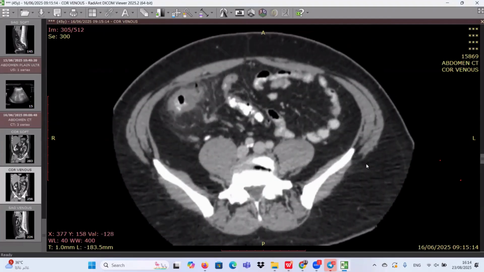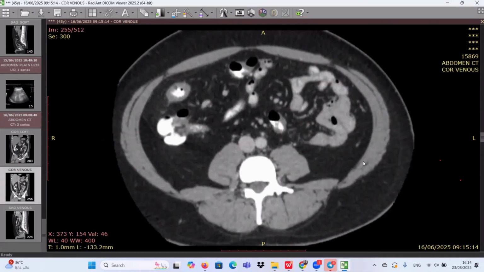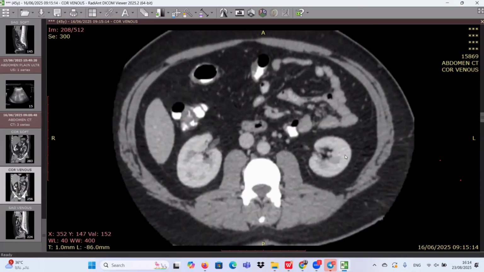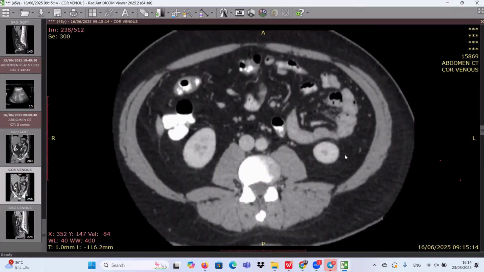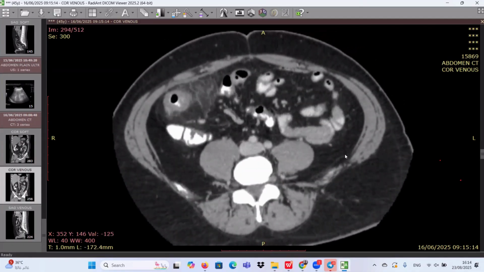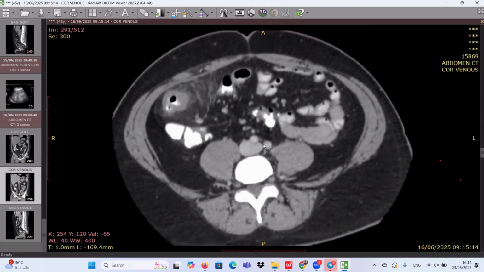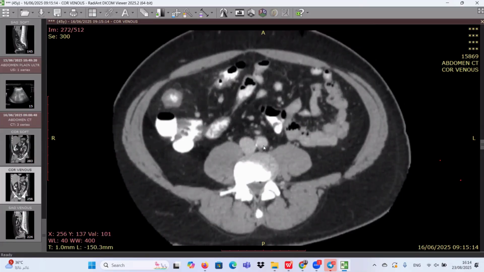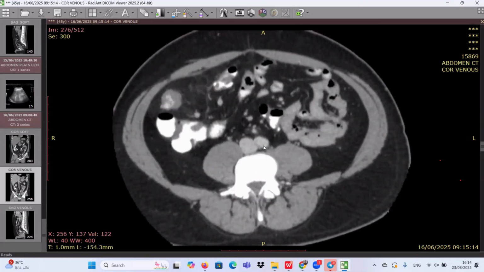This is the axial plane. I'm now looking at the vessel. I don't think we have any thrombosis of the mesenteric veins. Mesenteric veins are patent. We just don't have any prominent thrombophlebitis. They are dilated vessels, but they appear patent.